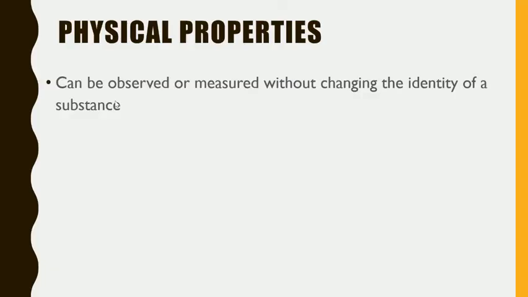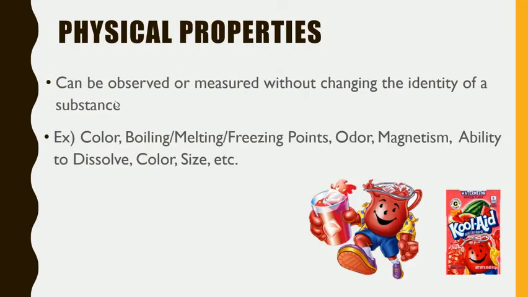Okay, so starting off with physical properties. These guys can be observed or measured without changing the identity of a substance. Okay? So some examples of these will include color, the temperature a substance boils, melts, or freezes at, odor, magnetism, ability to dissolve, the color, the size, etc.